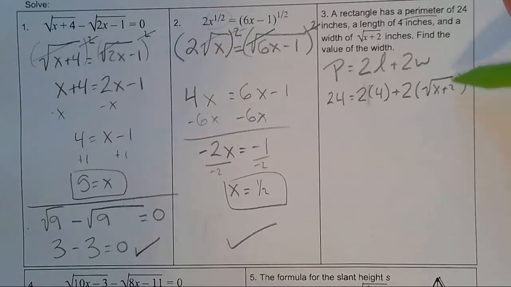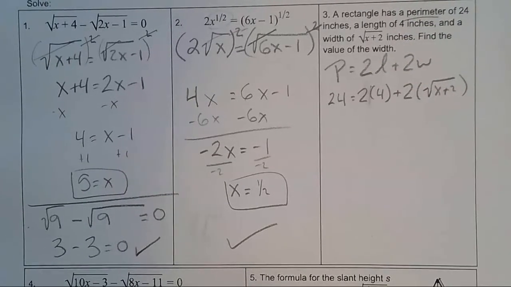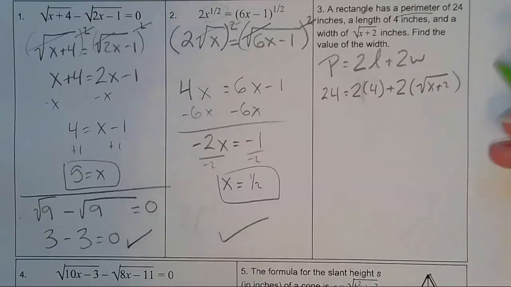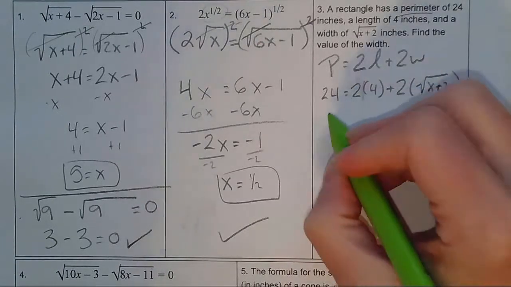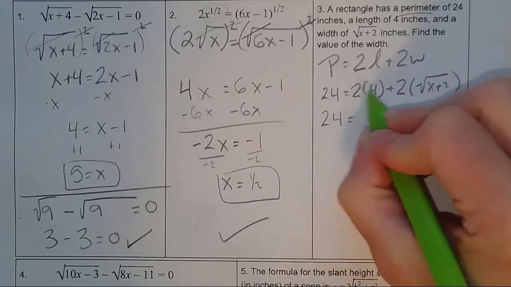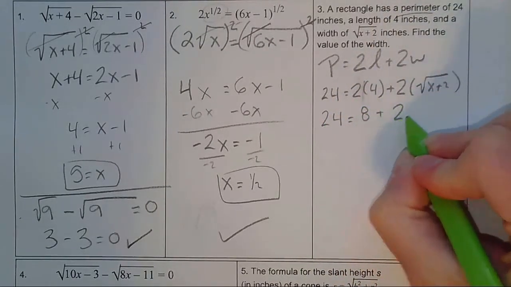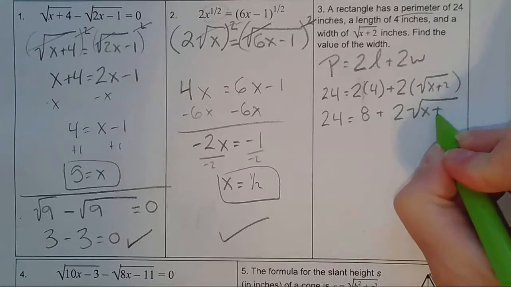This is actually going back to yesterday's stuff, but I wanted to go ahead and do a word problem using yesterday's stuff. So I only have one radical. And again, I got a whole bunch of mess going on here. So I'm going to go ahead and clean this up a little bit. 2 times 4 is 8. And I'm not going to write the parentheses because that's redundant.